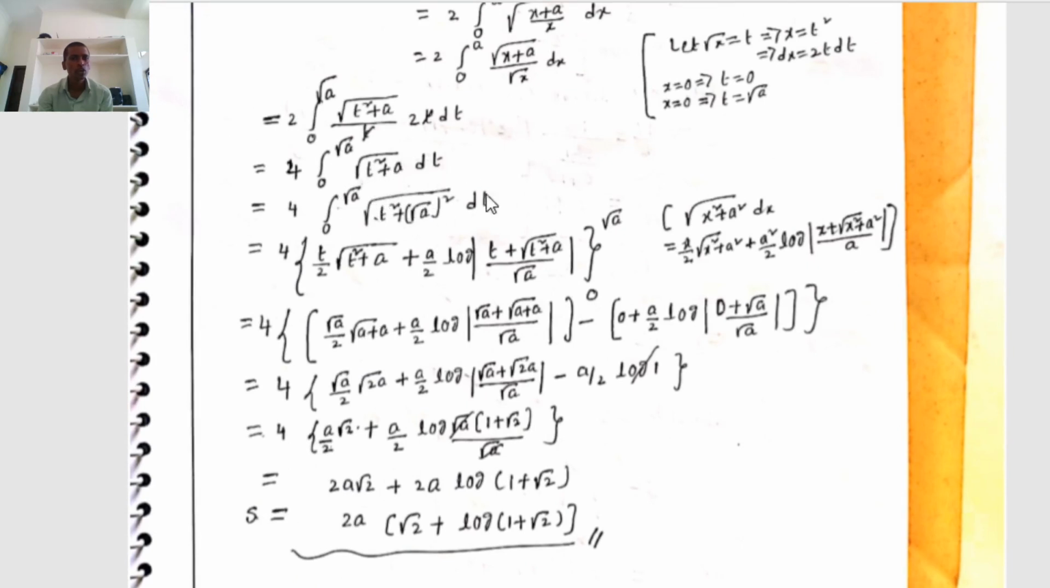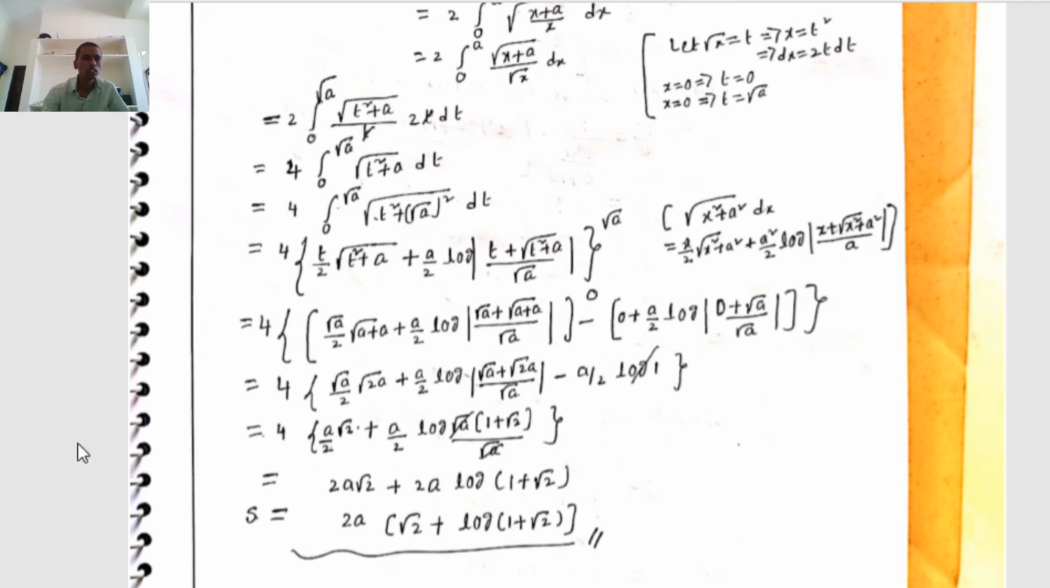Therefore integration of root of x square plus a square dx, that implies 4 into x by 2, meaning t by 2, root of t square plus a, plus a square by 2, where a equals root a, so a by 2 into log of x plus root of x square plus a square by a, where x equals t, meaning root of t square plus root a squared, that is a by root a. The limits are 0 to root a.